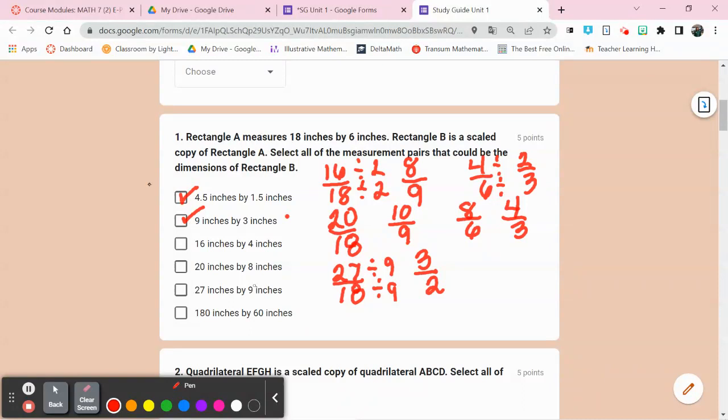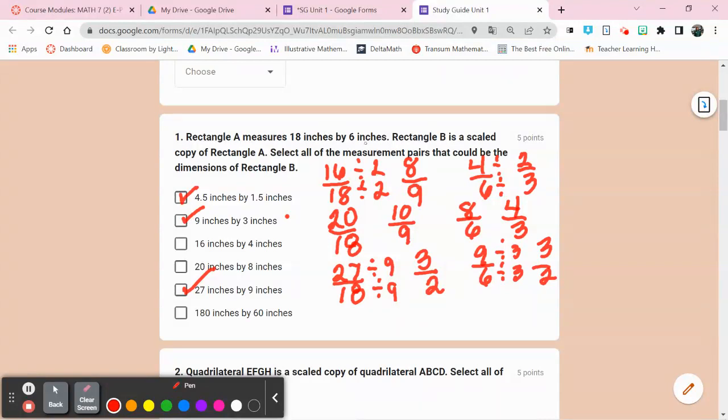Let's check the second side. 9 over 6. Both these numbers divide by 3. 9 divided by 3 is 3. 6 divided by 3 is 2. Look at that. We got the same scale factor. There we go. Copy over original. 180 divided by 18 is 10. 60 divided by 10 is 6. It works.